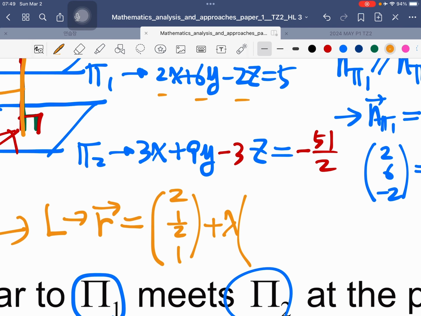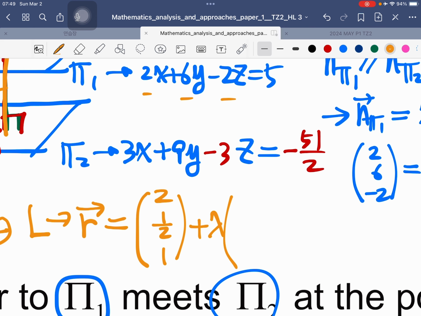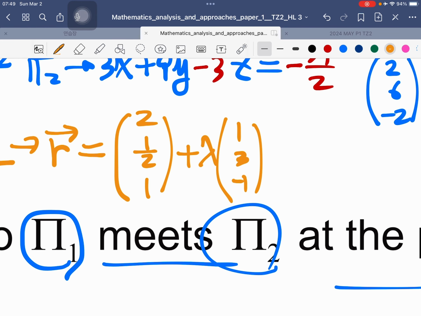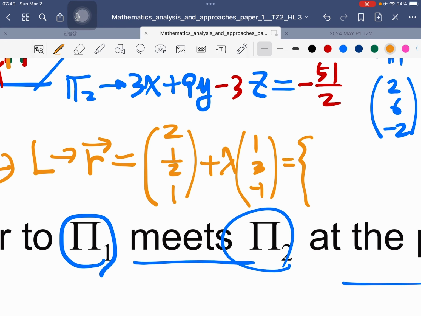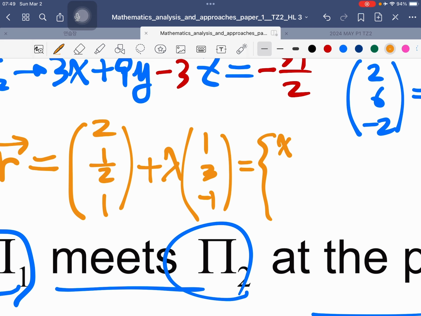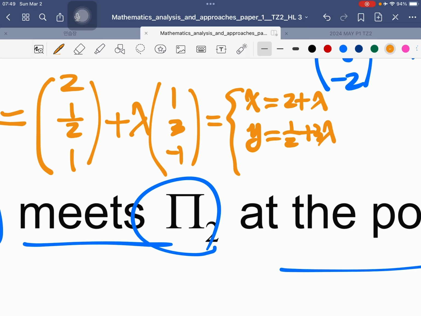We can simplify by dividing by 2, because we only need the direction, not the magnitude. So (2, 6, -2) can be expressed as (1, 3, -1), the same direction, right? So this line can be expressed with the x coordinate as 2 plus lambda, the y coordinate as 1/2 plus 3 lambda, and the z coordinate as 1 minus lambda.